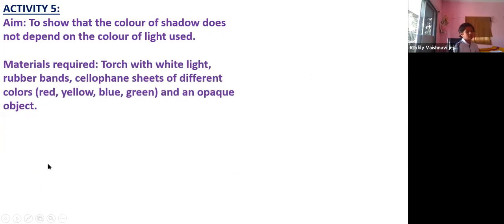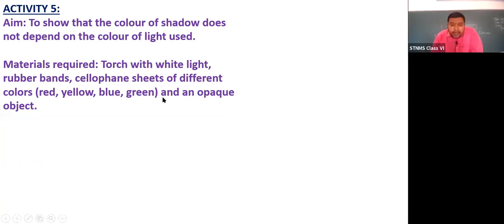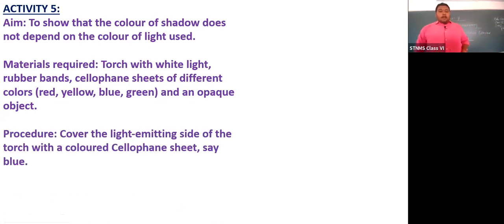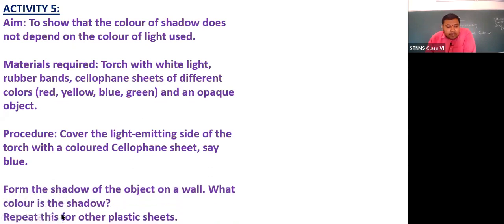Materials we require: a torch with white light, means a white light torch we require, then a rubber band, cellophane sheets of different colors like red, yellow, blue, green, and one opaque object. Any object you can take. Okay, procedure, simple procedure it is: cover the light emitting side of the torch with a colored cellophane sheet with the help of a rubber band. Like blue, you can take whichever color, blue, yellow, red, green, and from the torch, it will form a shadow of the object on the wall.